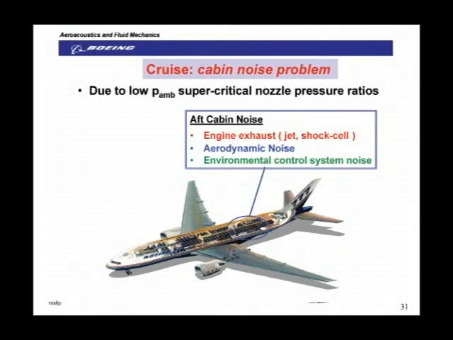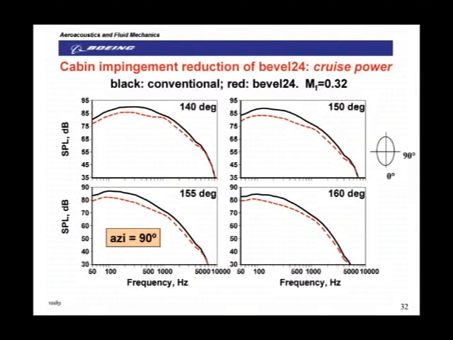Now, the primary component for the highest noise levels at the back is engine exhaust noise, which impinges on the fuselage and gets transmitted through the cabin to the people who are sitting there. Next, you have the aerodynamic noise, which is due to the turbulent boundary layer on the fuselage, and then you have the ECS noise, which is not a major player there. Let me show you what the bevel 24 does for the cabin noise.